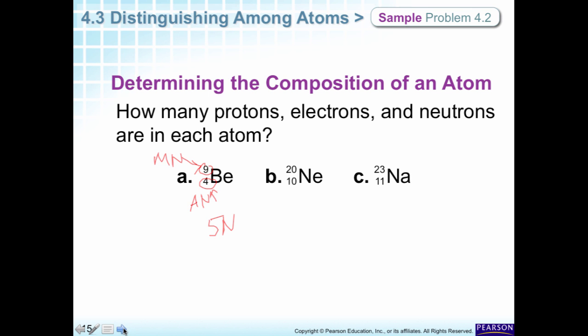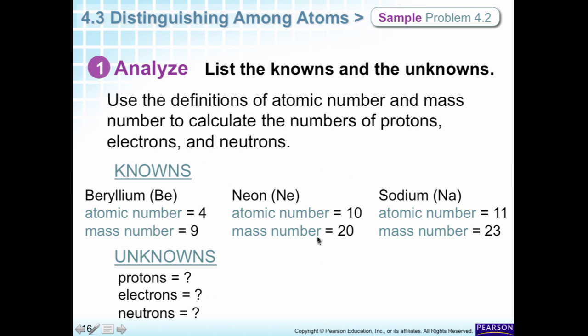Let's look at the process more closely. So we write down what we know. We know the atomic number is 4. We know the mass number is 9. We know the atomic number is 10 for neon. Mass number is 20. Atomic number for sodium is 11. Mass number is 23. We want to know what the protons, electrons, and neutrons are. Now this is a very important method when we're solving problems. These problems are kind of easy. We can do this on our own. But we have to very carefully look at these when we get to more complicated problems. So we're going to have our knowns and our unknowns.